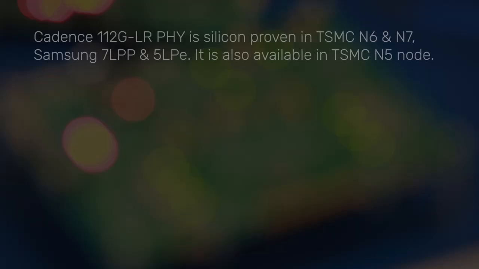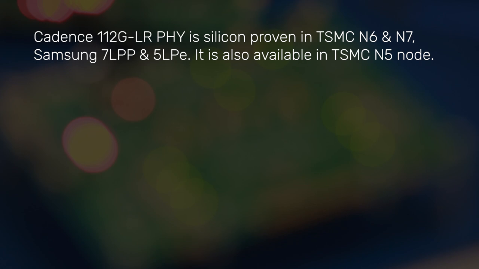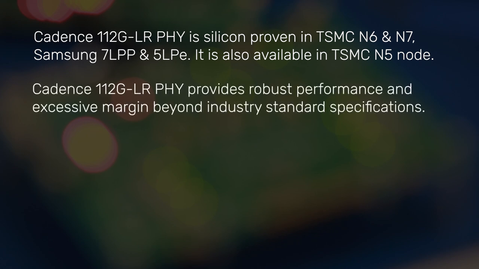In summary, Cadence 112G LR PHY is silicon proven in TSMC N6 and N7, Samsung 7LPP and 5LPE process nodes. It is also available in TSMC N5 process node. Cadence 112G LR PHY provides robust performance and excessive margin beyond industry standard specifications.